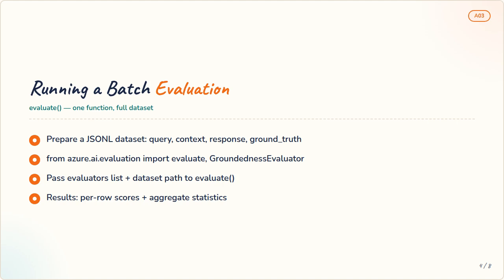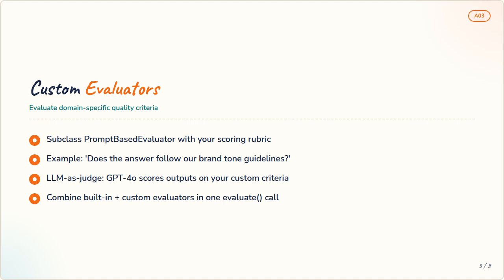Running a batch evaluation is straightforward. Prepare your dataset as JSONL with query, context, response, and optional ground truth columns. Import the evaluate function and your chosen evaluators, pass them your dataset, and get back per row scores and aggregate statistics. For domain-specific criteria, subclass prompt-based evaluator and write your own scoring rubric.